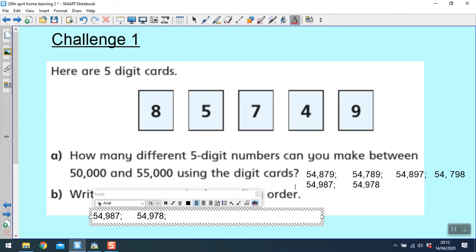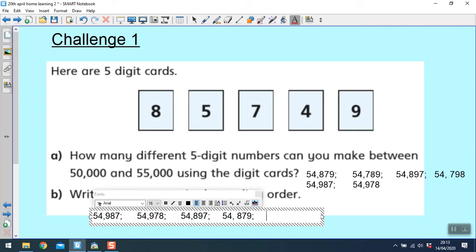I now need to look at the remaining 4 numbers. So I've got 54,000 for them all. These have got 800s, 700s, 800s, 700s. I need to compare the 2 with the 800s and see which is the biggest. This has got 7 tens. This one's got 9 tens, so this one is bigger. 54,897, followed by 54,879. So we're getting smaller and smaller.